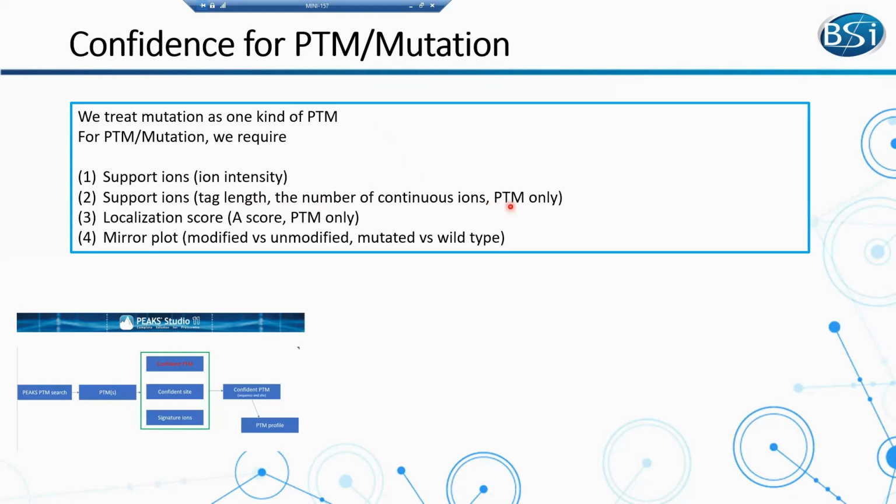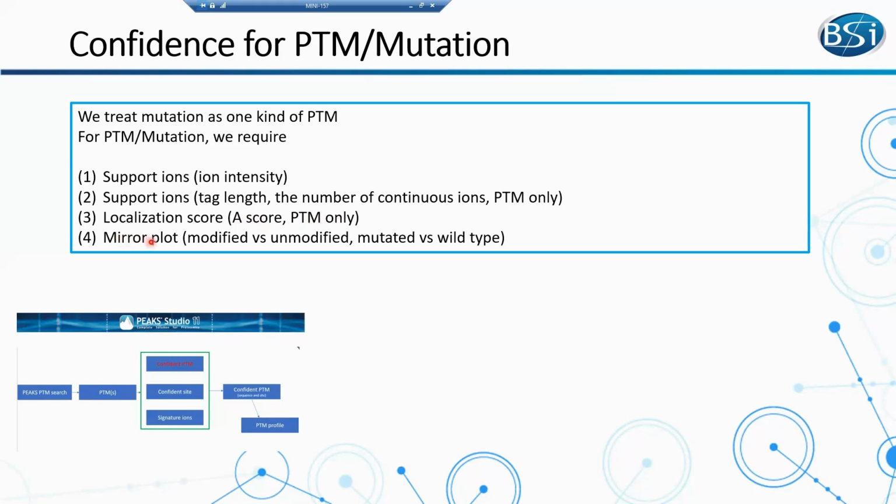So this one is for the PTM only. And also for the PTM, we have the A score. It's some kind of localization score. So this score will tell you, for this position, what's the probability that this position has this PTM? So of course, this one is only for the PTM.